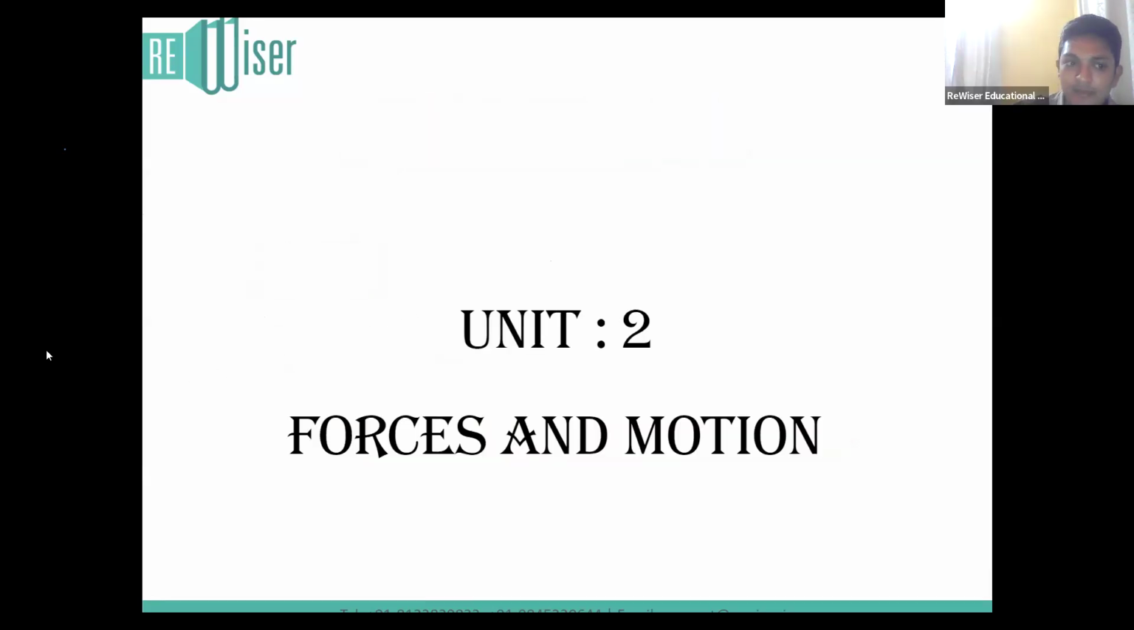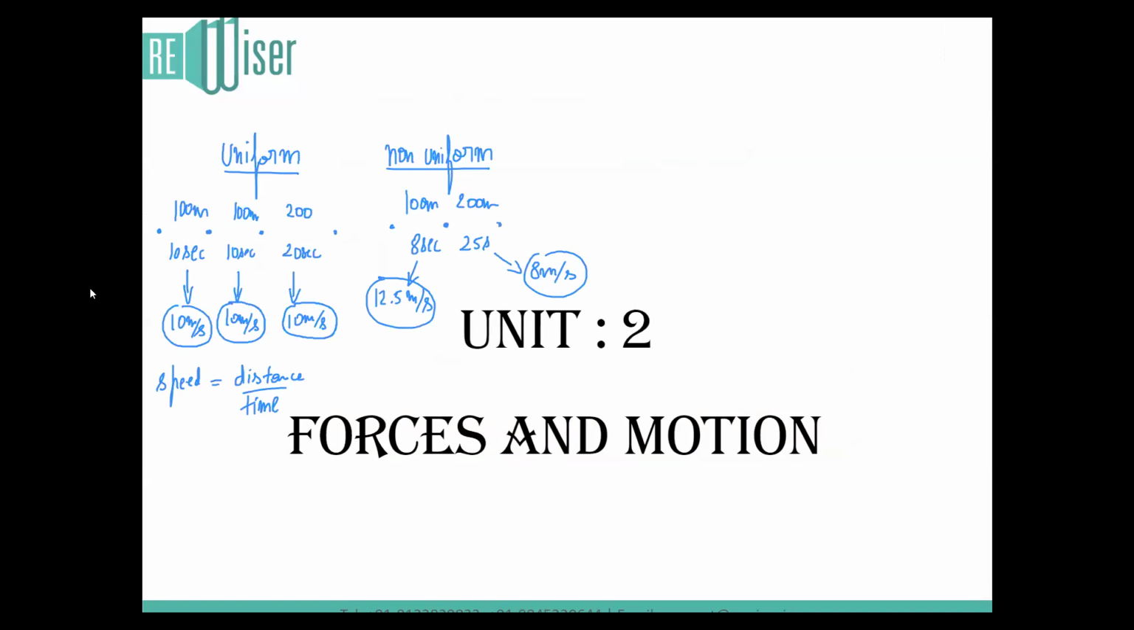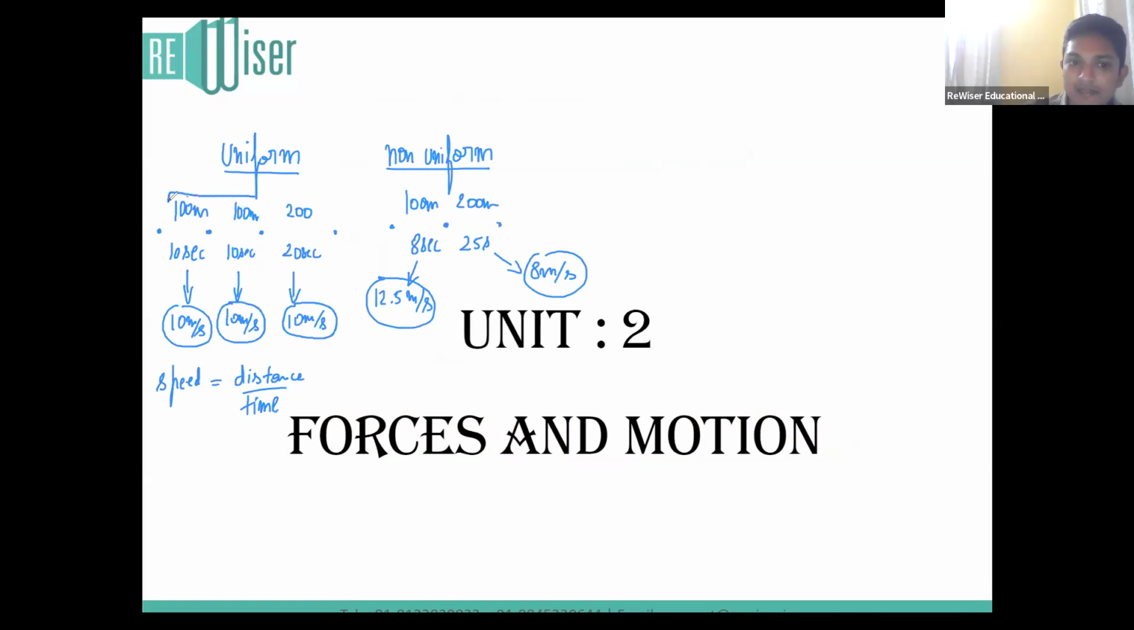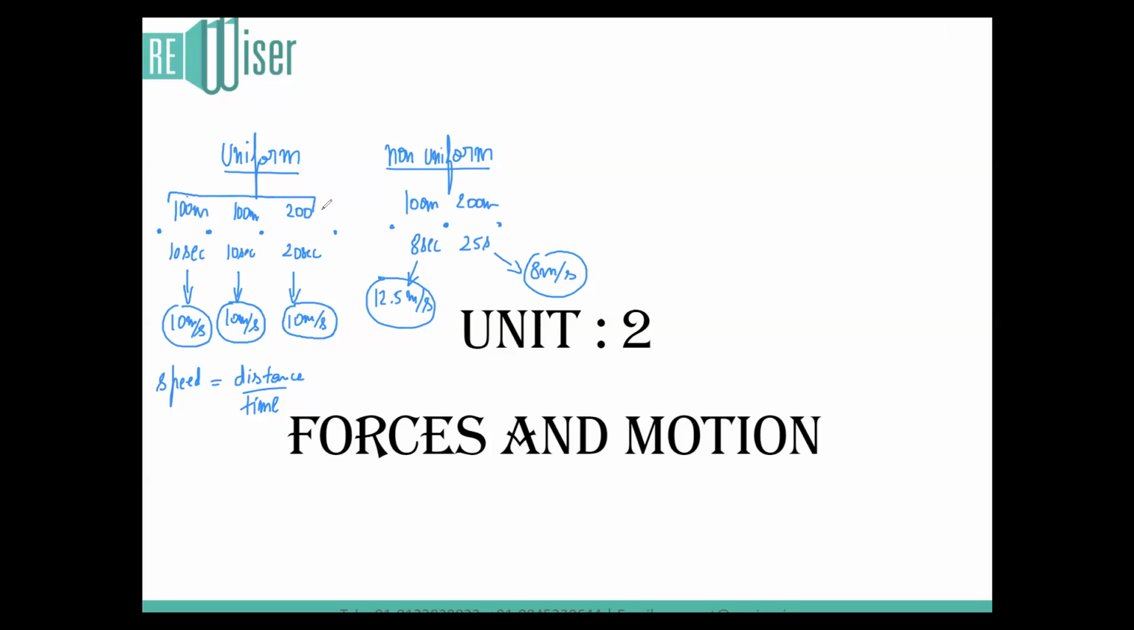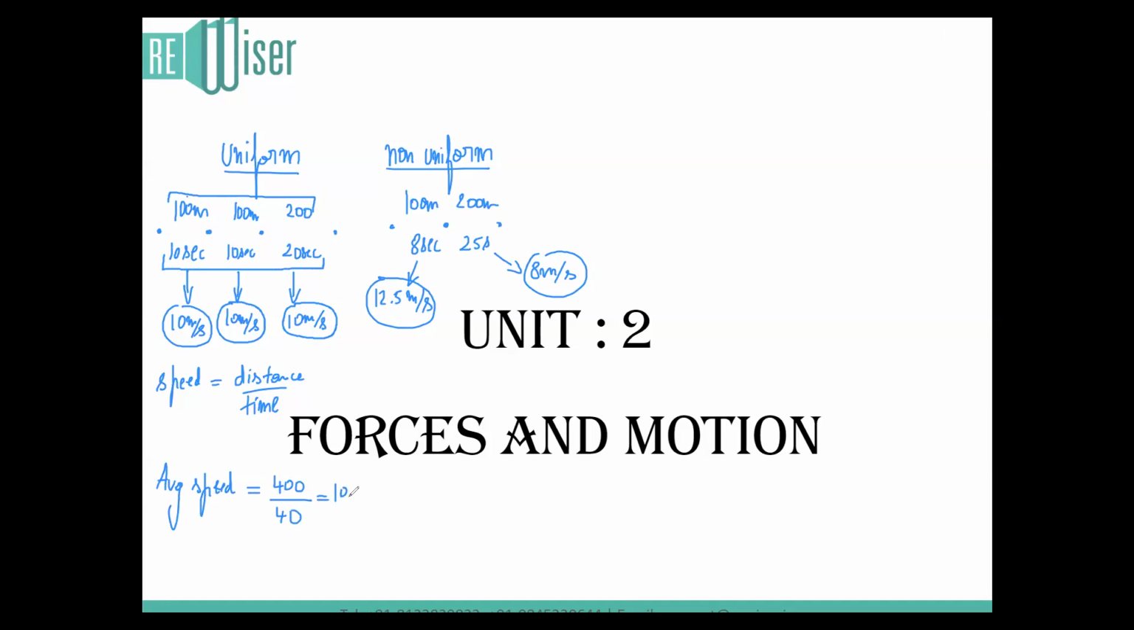So we'll include the distance traveled and even the time taken for the rest. If I go back to my previous example, look at this example. In here, can you calculate the total distance traveled in this case? 400 meters. Correct. What is the total time taken? 10, 10, 20, 40 seconds. Correct. So what is the average speed in this case? Total distance, which is 400, divided by time, which is 40 seconds. 10 meter per second.